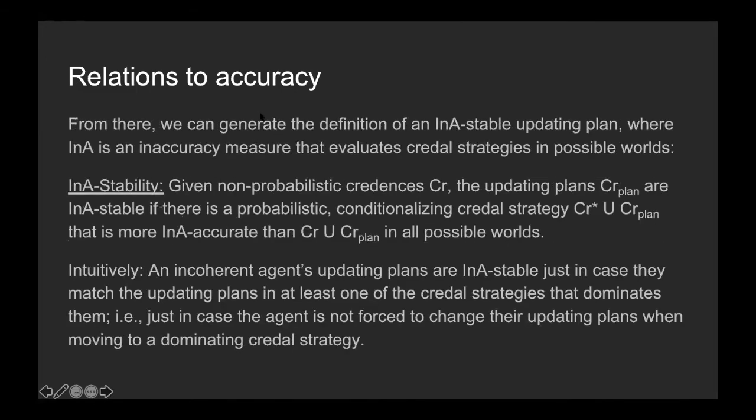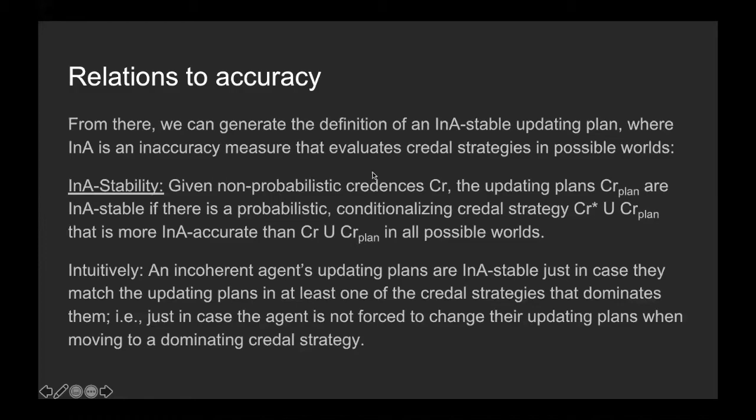Okay, so this means we can generate the definition of one of these inaccuracy stable updating plans. And in A, it's just an inaccuracy measure that evaluates creedal strategies in possible worlds. So I'm going to just read you the technical definition, and then I'm going to say what it means.